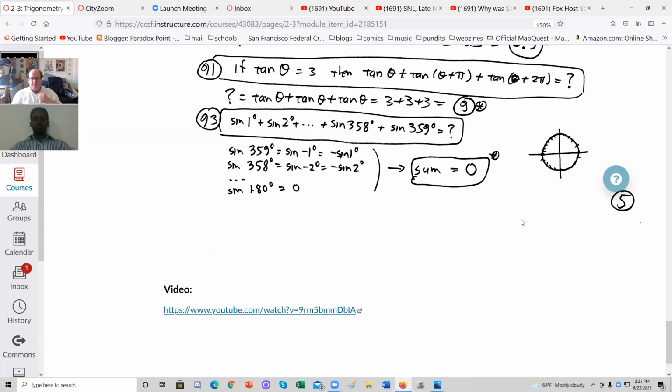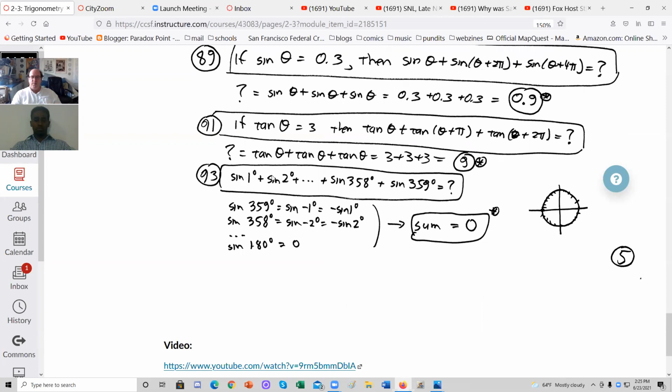Now this one's a bit tricky. They ask for sine of 1 degree plus sine of 2 degrees plus sine of 3 degrees, all the way up to sine of 359 degrees. It's everything except sine 0, which is the same as sine 360. So we're not having this. But sine of 359 is the opposite of sine 1, so these add up to nothing. Sine 358 is the opposite of sine 2 degrees, so these add up to nothing. Everything adds up to nothing, and sine 180 is 0. So adding them all up, the sum is equal to 0.